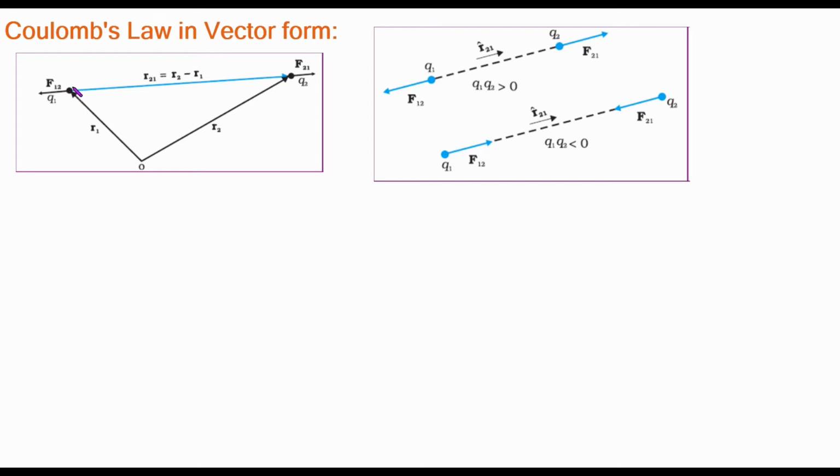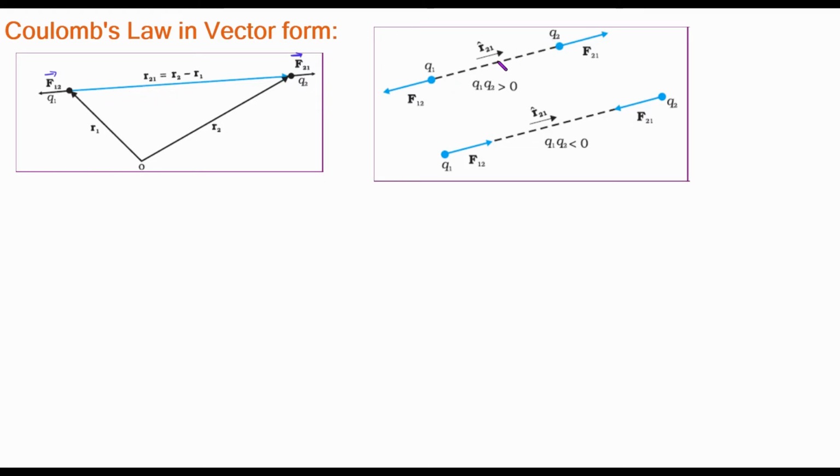These are similar charges, so repulsive force is acting. The force acting on q1 due to q2 is F12 and the force acting on q2 due to q1 is F21. See, this is a vector and this is also a vector. From point O the position vector of q1 is r1, and the position vector of q2 is r2. So the distance between these two is r21 equal to r2 minus r1.